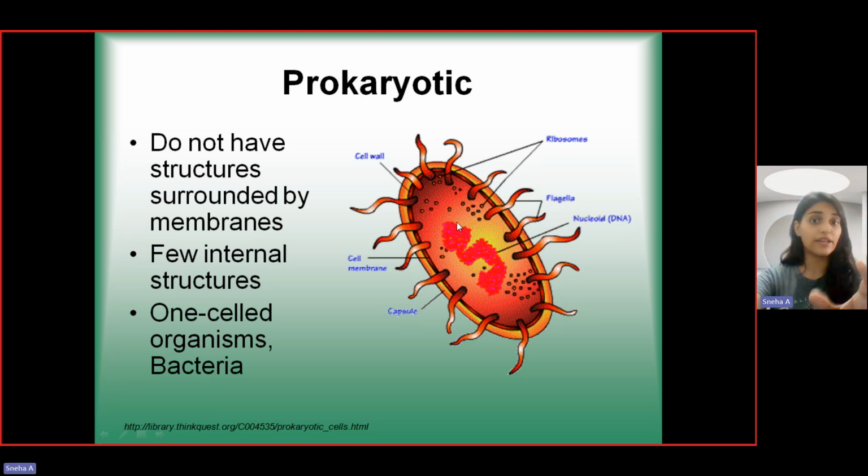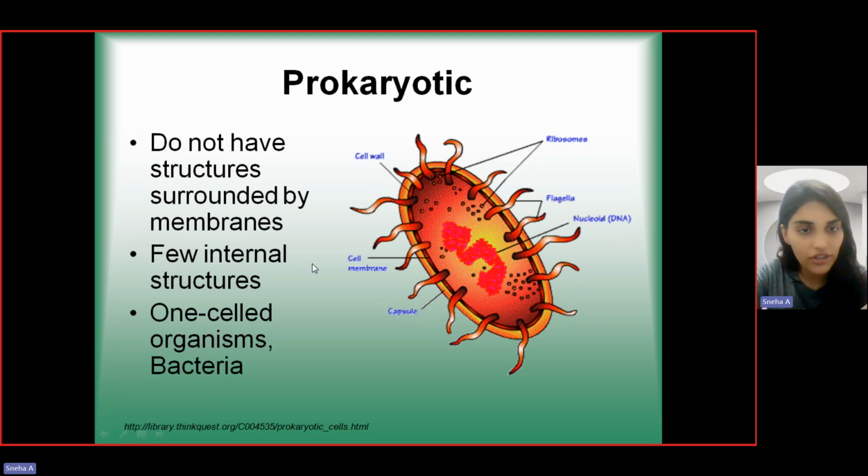Like when I talk about mitochondria, which is the energy house of the cell, it has a membrane. But when I talk about a prokaryotic cell, the organelles or the things inside the cell do not have any membrane-bound structures.